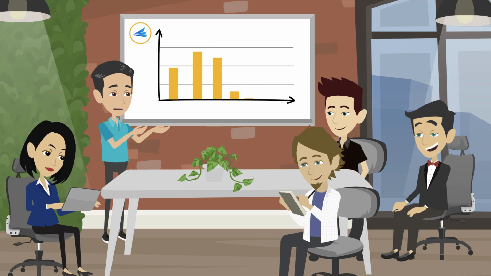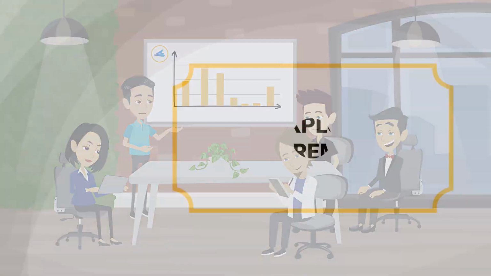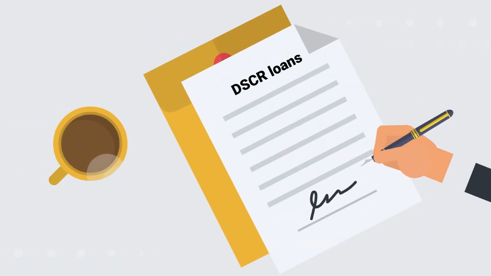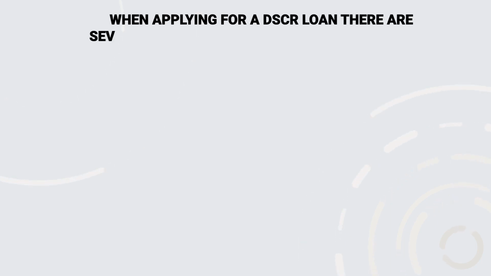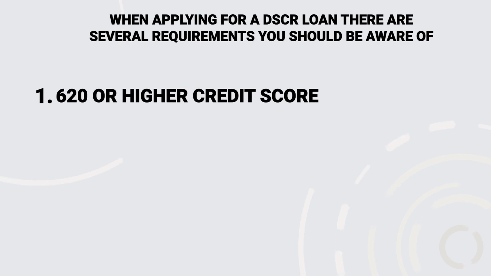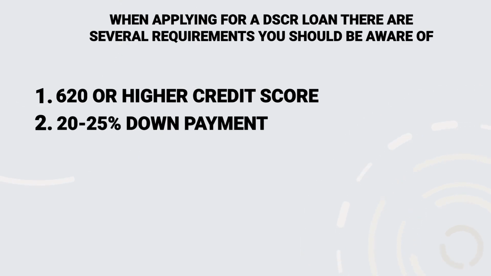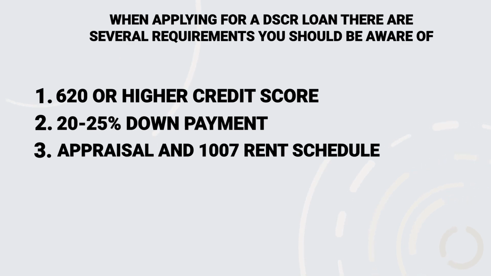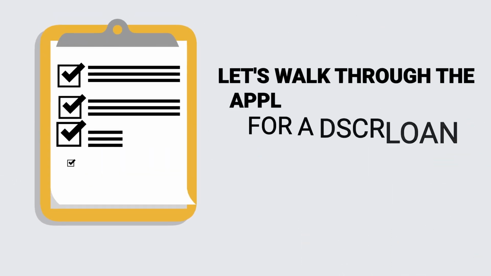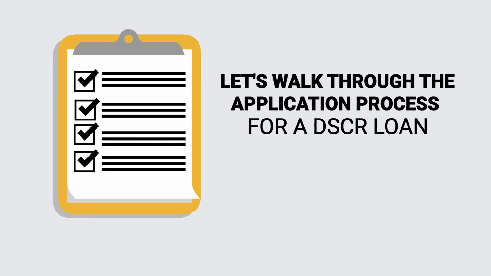Now that we understand how DSCR is calculated, let's explore the requirements and application process for DSCR loans. When applying for a DSCR loan, there are several requirements you should be aware of. 1. 620 or higher credit score. 2. 20 to 25% down payment. 3. Appraisal and 1007 rent schedule. 4. DSCR ratio of 1 or higher. Now, let's walk through the application process for a DSCR loan.